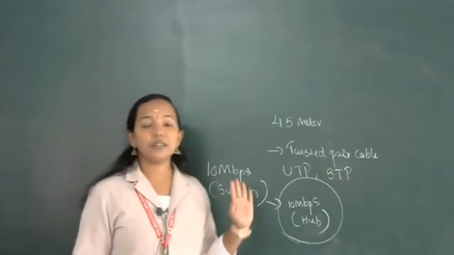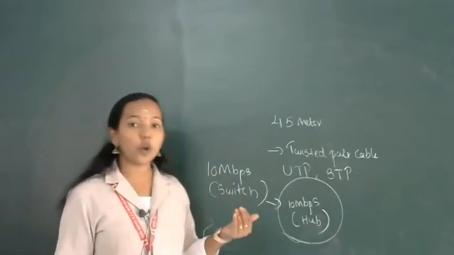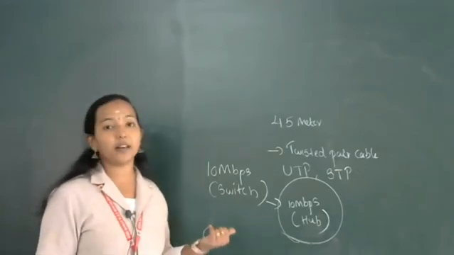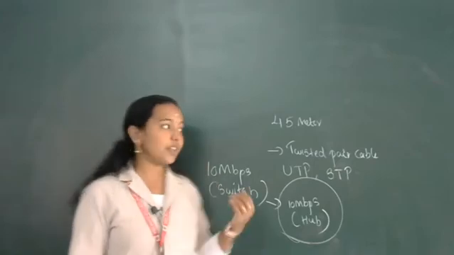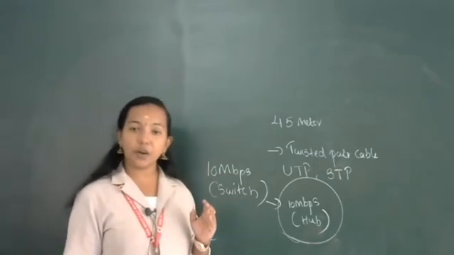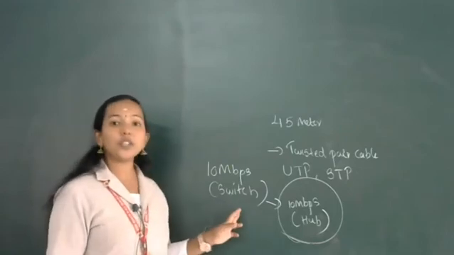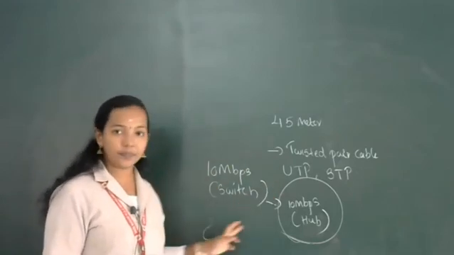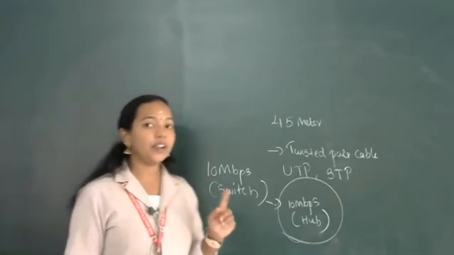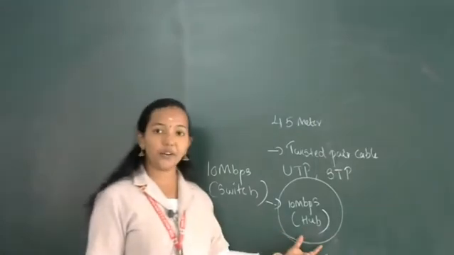But a switch we can use in busy networks because it will not cause any kind of network traffic, because it is an intelligent device. It will check the destination address of the message, and only to that particular destination address will the switch send the message. So that's why it is known as an intelligent device. So can we replace an intelligent device with a drawback device?